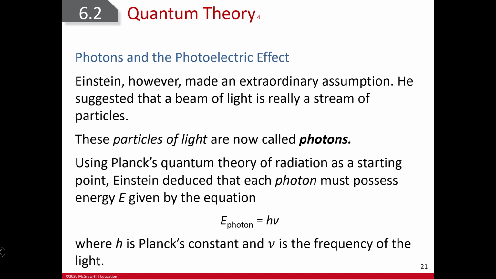So again, Einstein made an assumption. He suggested that the beam of light is really a stream of particles he called photons. And using Planck's quantum theory of radiation, E equals h nu, as a starting point, he states that the energy of the photon must equal Planck's constant times the frequency of the light. And again, when we talk about light, we're talking about radiation, and we are talking about visible radiation, but just keep that in mind as we're going through these slides.